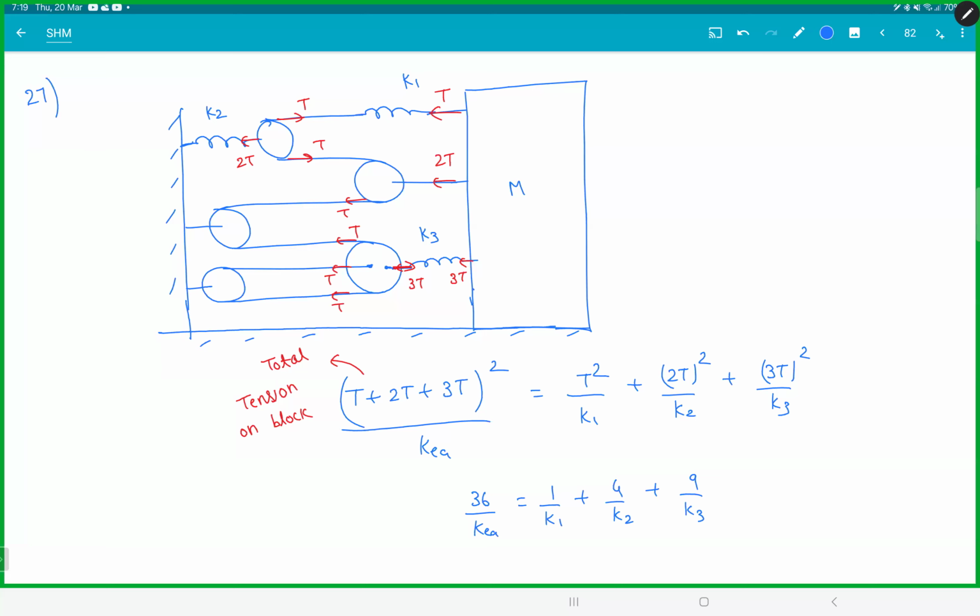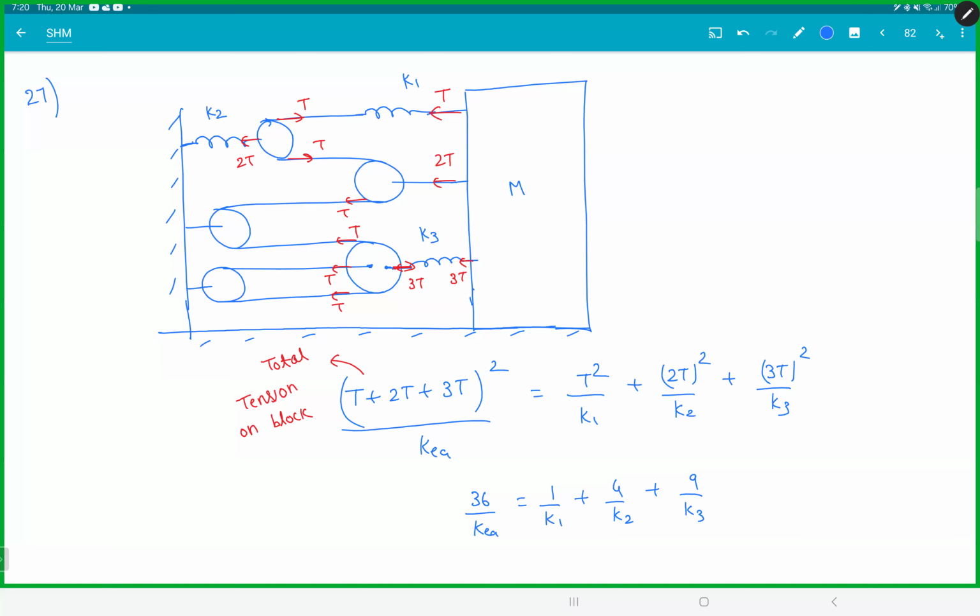Clear, everyone? So this result we have is pretty useful. When you have one block, you can use it for any variation. But the moment you bring two blocks, then you have to go back to the regular method. Assume the block is pulled by X, find force, time period, all that stuff. Everyone clear with this?